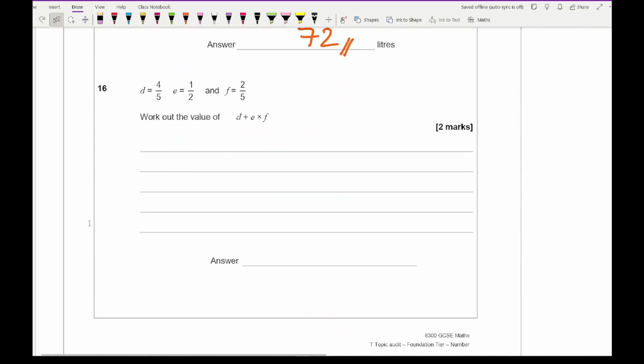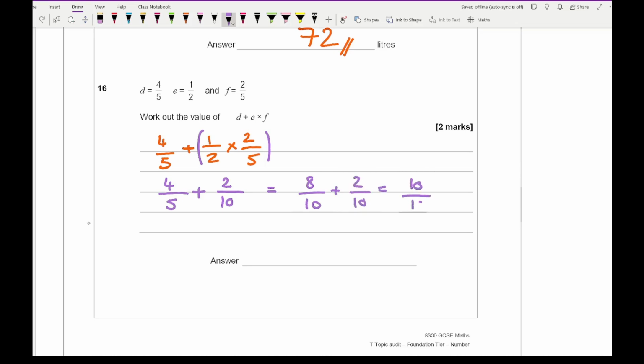Then moving on to question 16, it says D equals 4/5, E equals 1/2, and F equals 2/5. Work out the value of D plus E times F. So if I just simply substitute the numbers in, I get 4/5 plus 1/2 times 2/5. Now, using BIDMAS, I need to do this bit first. So here, 1/2 times 2/5, well, I just multiply the numerators together, so that gets me 2. Multiply the denominators together, that gives me 10. So then what I'm working out is 4/5 plus 2/10. So again, I need a common denominator. So I multiply the first fraction by 2, so that gives me 8/10 plus 2/10, which equals 10/10, which equals 1. So there is my final answer.